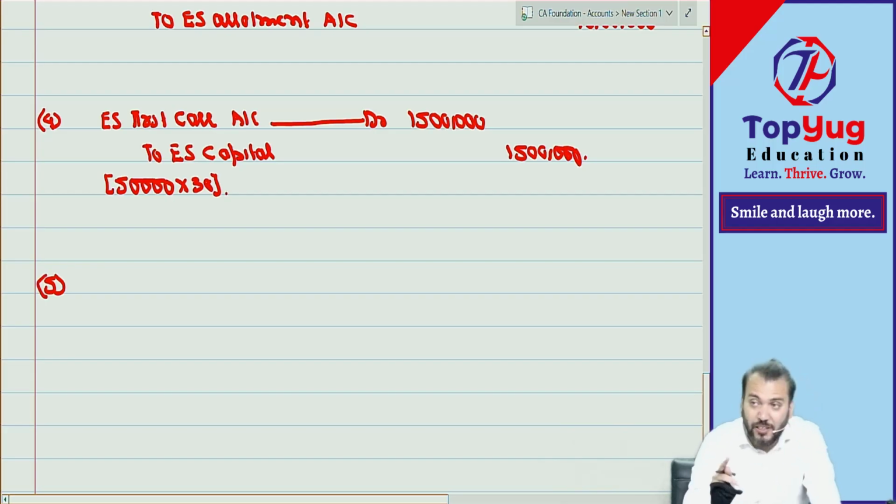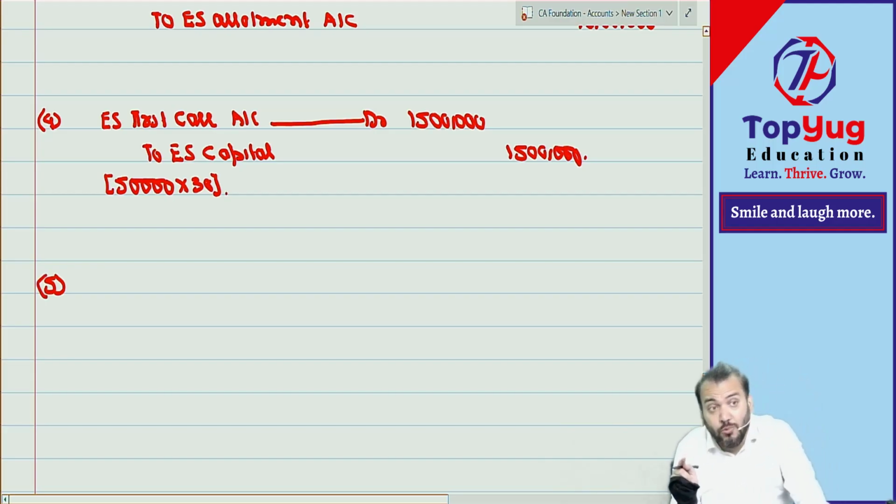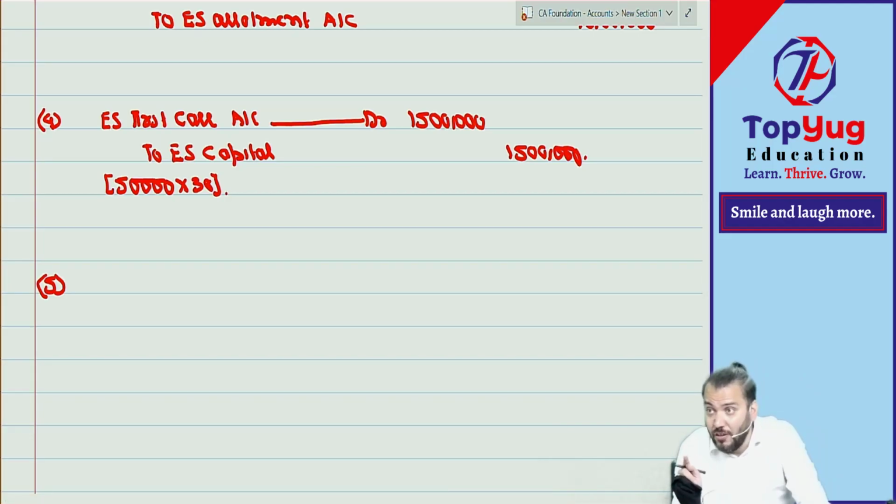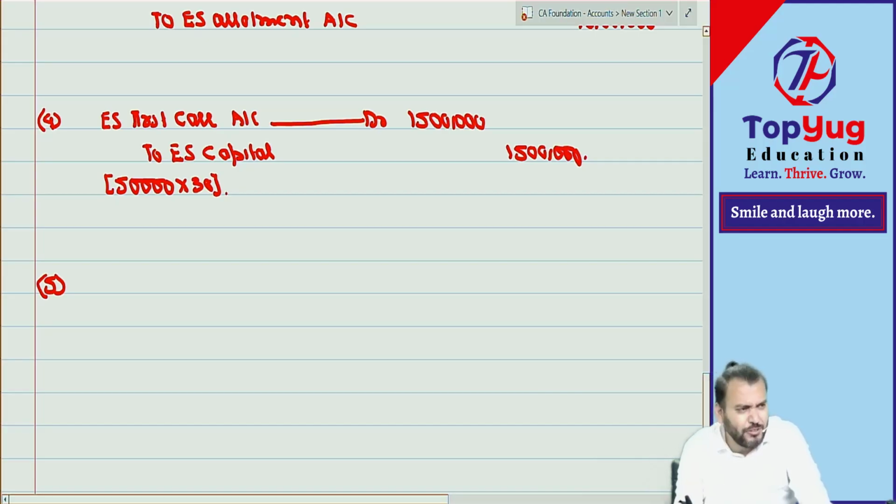Now there are two shareholders. One is Mr. X who has not paid the first call, and Mr. Y also has not paid the first call. The total number of shares becomes how much? 6,000. 5 plus 1, 6,000. So out of 50, how much is unpaid? 6. So how much received? 44. Now you can do the journal entry.